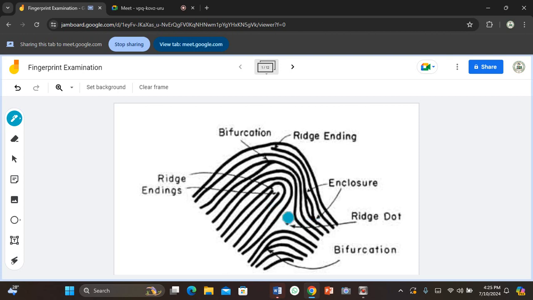So if you have another print that has the same ridge counting, and the core is in the same place, and the data is also in the same place, you can be assured that the prints are the same. That means you have a match between the two. You have a match. So let's move further.